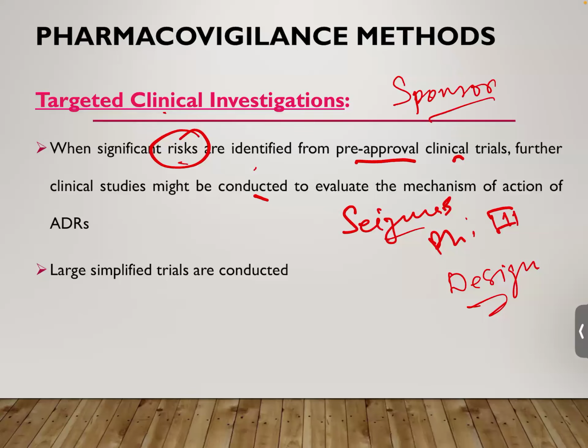Sponsors or a pharma company. So a sponsor can be any, either a pharma company, a device company, or even public health organizations. The only thing is that large simplified trials are conducted, maybe on 40,000 or 50,000 people. I have seen one trial on 1 lakh population that they conducted because it's observational.